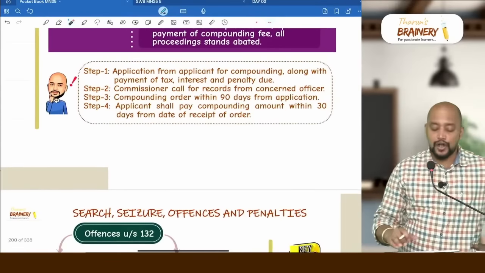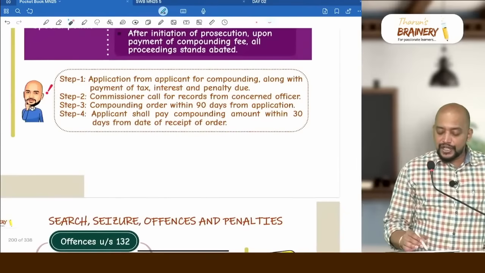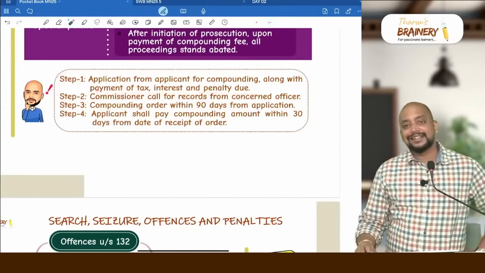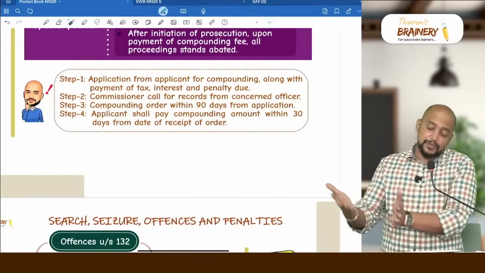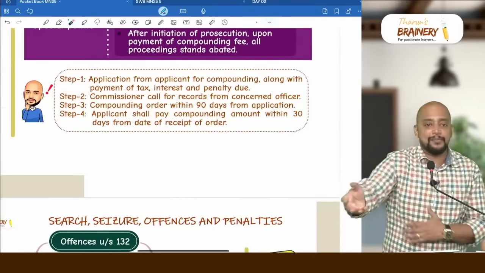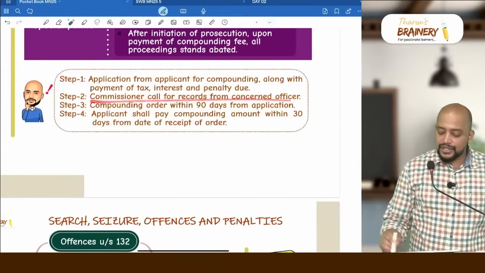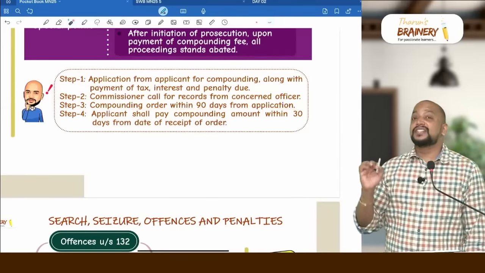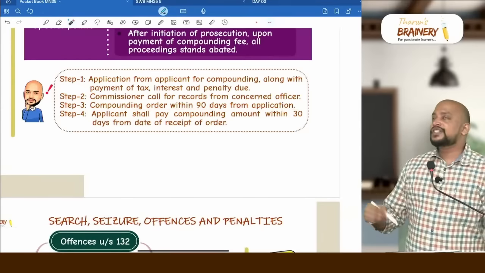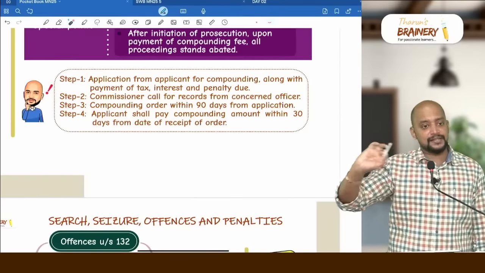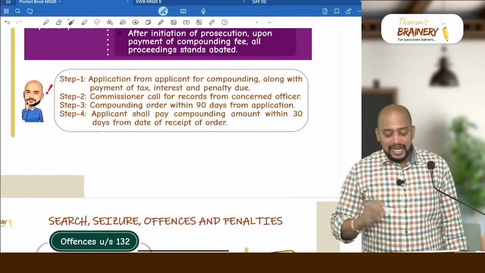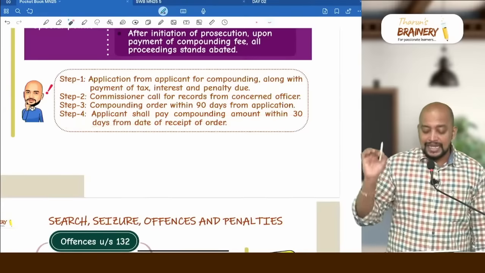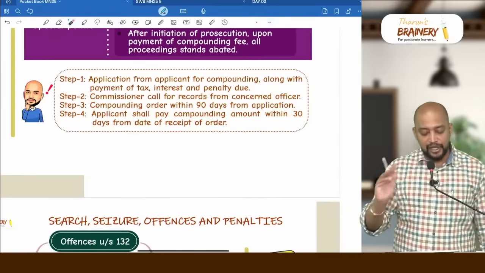What is the procedure for compounding? Step number 1, first we need to make an application for compounding along with payment of tax, interest, penalty. So we should pay the tax, interest, penalty first itself before making the application for compounding, and the commissioner calls for the records from the concerned officer. The compounding order will be passed within 90 days from application. Once we make the application, within 90 days they will pass the compounding order, and thereafter the applicant shall pay the compounding fee within 30 days from the date of receipt of the order.